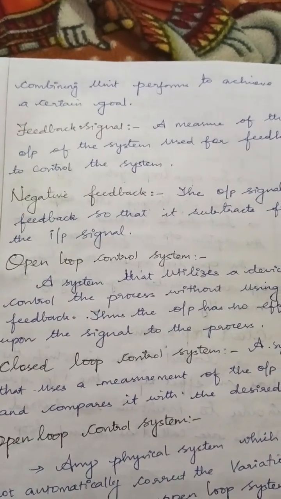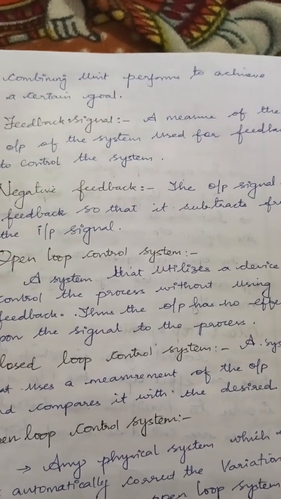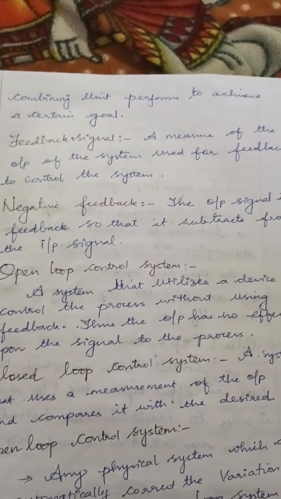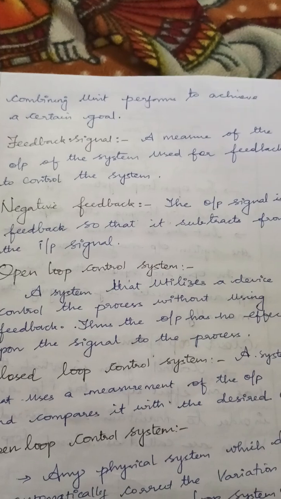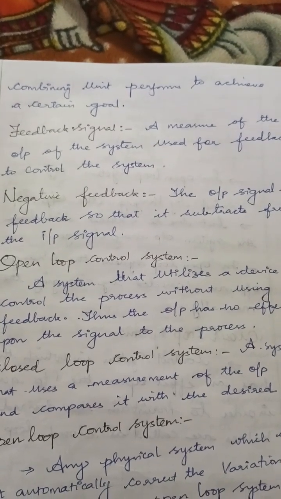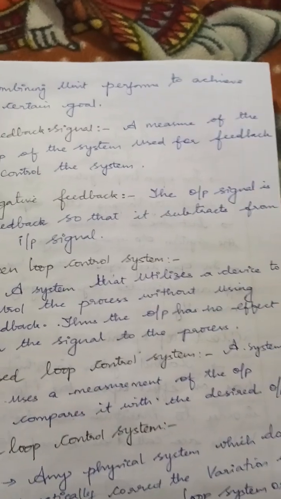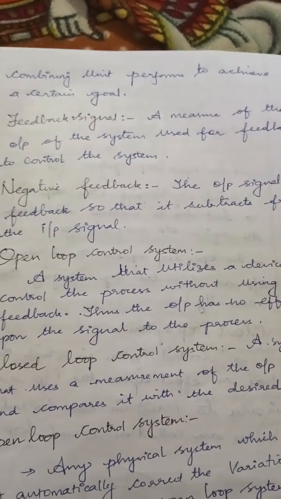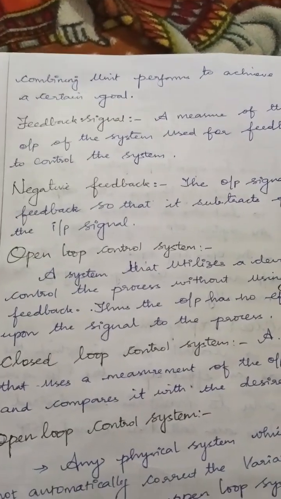So relevant to the output we get from a system, we may give some variations. Those variations are given again as an input, so that the system gets controlled relevant to it. That is known as a feedback signal. Again I'll repeat, a feedback signal is nothing but a measure of the output of the system, which is given again as an input to the control system.